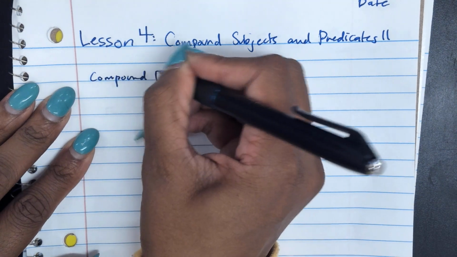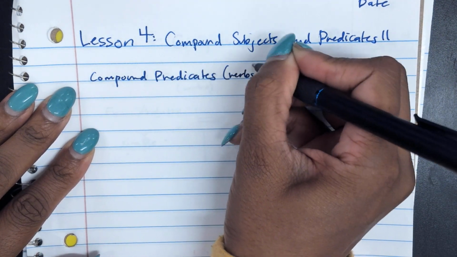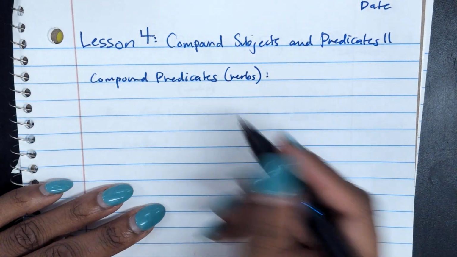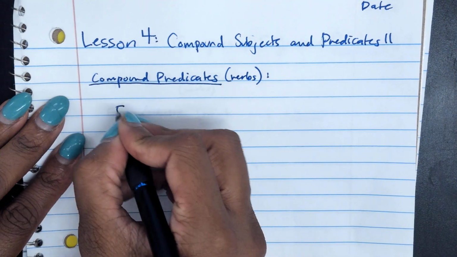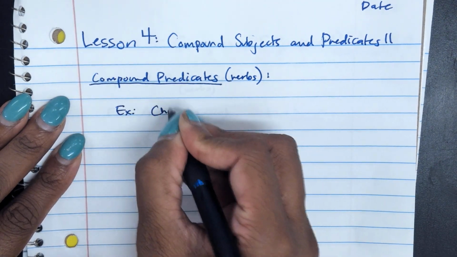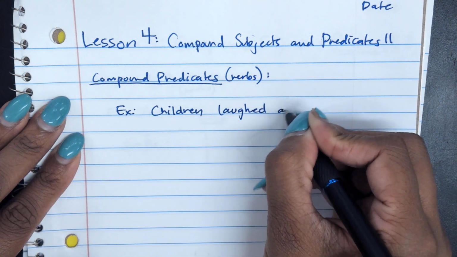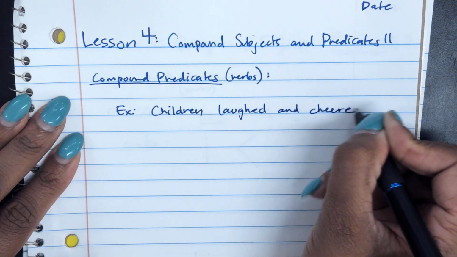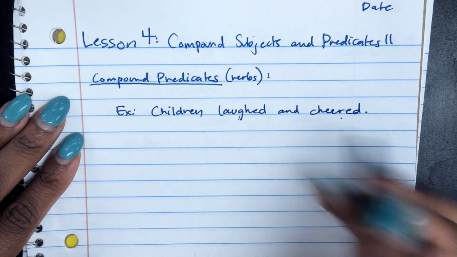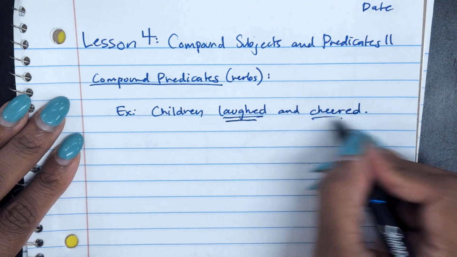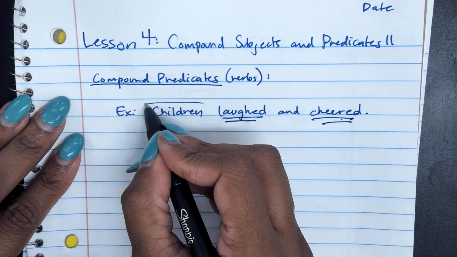A compound predicate or compound verb is made up of 2 or more verbs or verb phrases that are joined by a conjunction and have the same subject. For example, the sentence, children laughed and cheered. In this sentence, we have a compound predicate. We have 2 verbs, laughed and cheered, that share the same subject, children. That makes it a compound predicate.